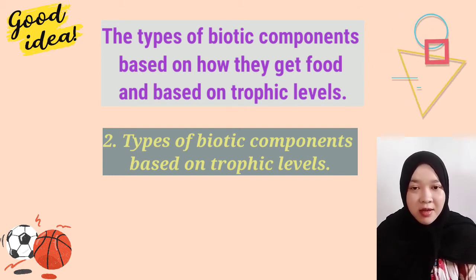And then consumers 1 are herbivores and omnivores. And then consumers 2 are carnivorous animals that eat herbivores and omnivores. And then consumers 3 are carnivorous animals that eat carnivores and omnivores. And finally, decomposers and detritivores.